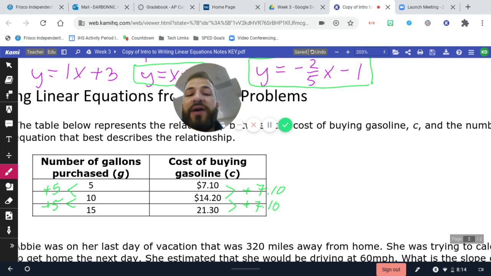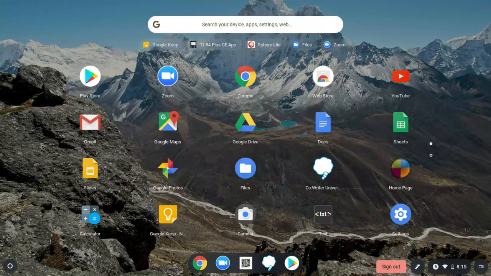Okay, so if I was to calculate my slope, m would be equal to 7.10 divided by 5. Okay, and the reason why I'm putting the 7.10 on top is because the cost of buying gasoline is dependent upon the number of gallons purchased. So G is my independent variable and C is my dependent. So G in this case is acting like our X and C is acting like our Y. Okay, so real quick, let's type this in the calculator. 7.10 divided by 5.